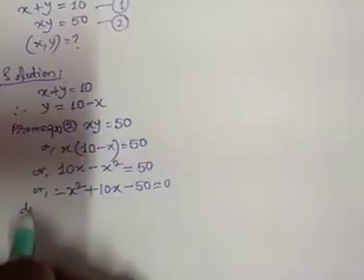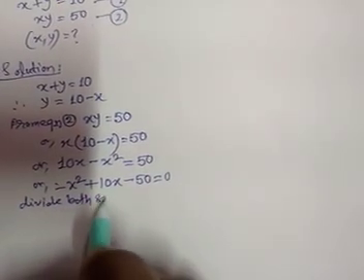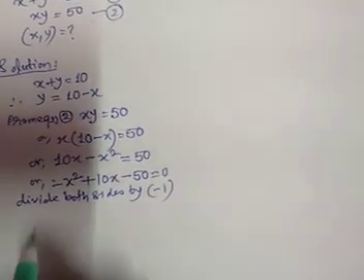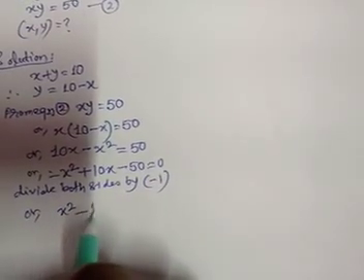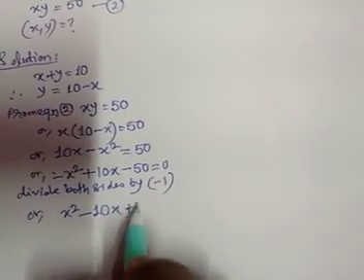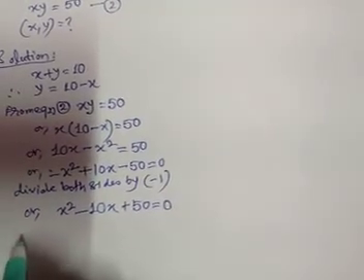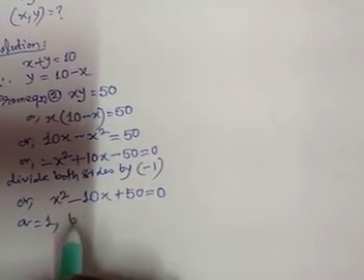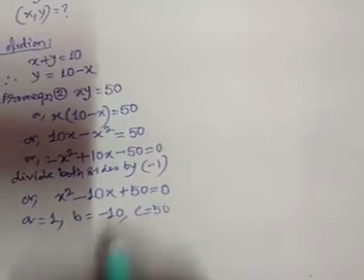So divide both sides by minus 1, we get x square minus 10x plus 50 equal to 0. Now this is a quadratic equation where a equal to 1, b equal to minus 10, c equal to 50.